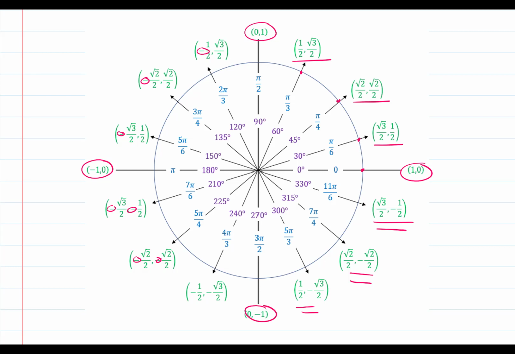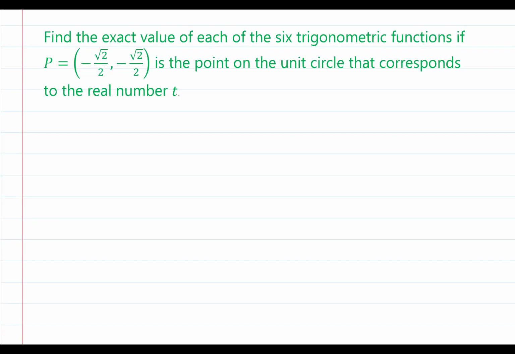Notice I also have all the angles, not just in terms of degrees, but also in terms of radians as well. And so now this is something you can use for evaluating trigonometric functions for all angles that are multiples of pi over 6 or pi over 4. Let's now find the exact value of each of the 6 trigonometric functions if point P, which is equal to (negative square root of 2 over 2, comma, negative square root of 2 over 2), is the point on the unit circle that corresponds to the real number t.